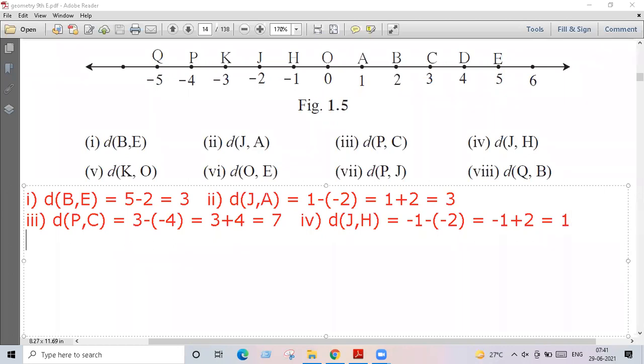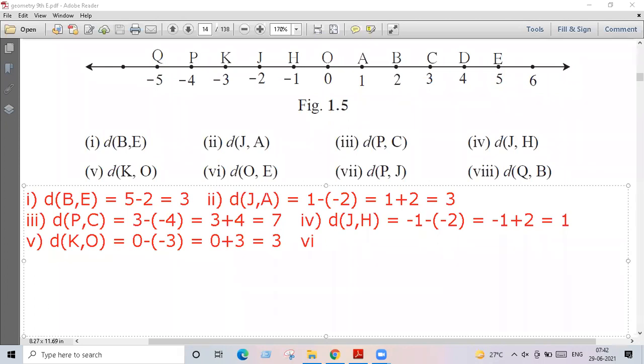Now let's see the fifth one. This is my method, guys, and I think it's an easy method. You may have different methods in school. Generally the concept is the same, and this method is also followed by many teachers. K and O: K is minus 3 and O is 0. 0 is greater than minus 3, and O is on the right hand side. Therefore 0 minus (-3) is 0 plus 3, that is 3.